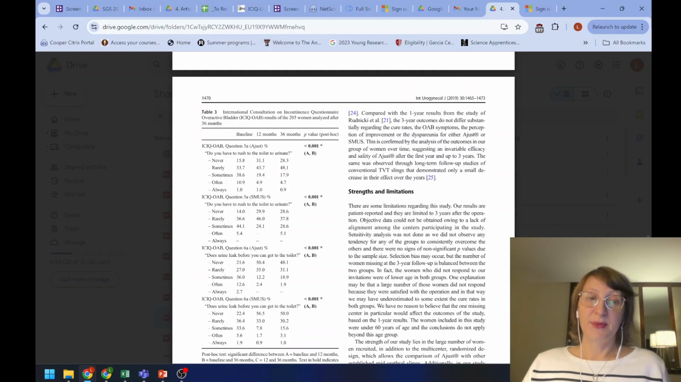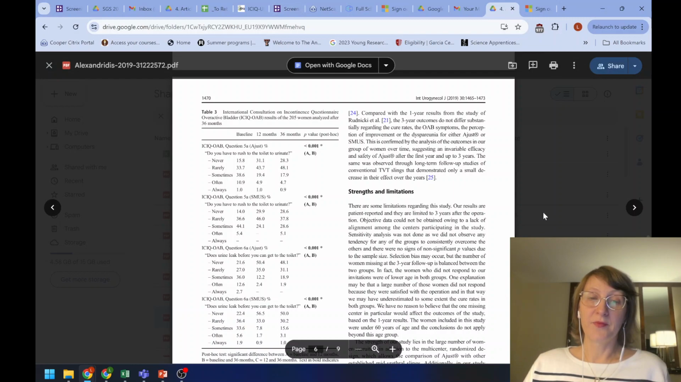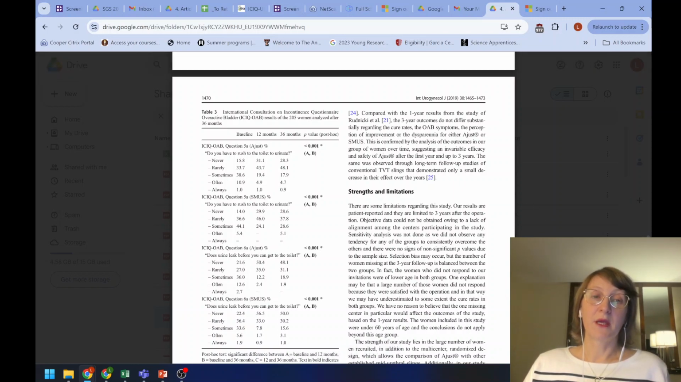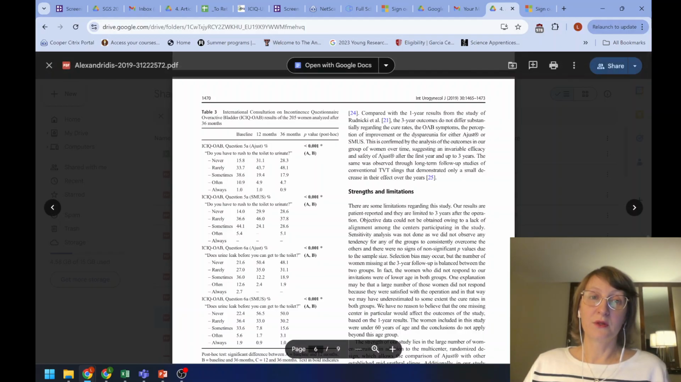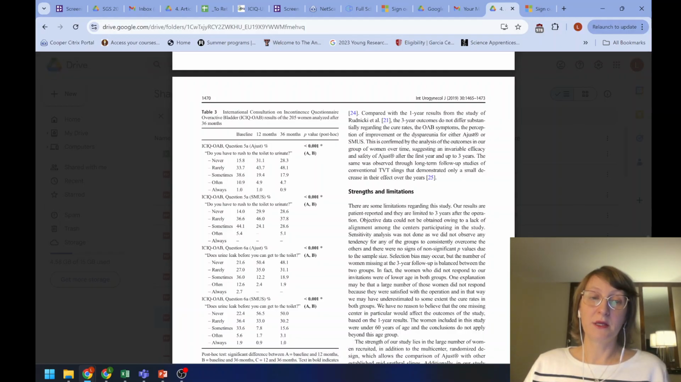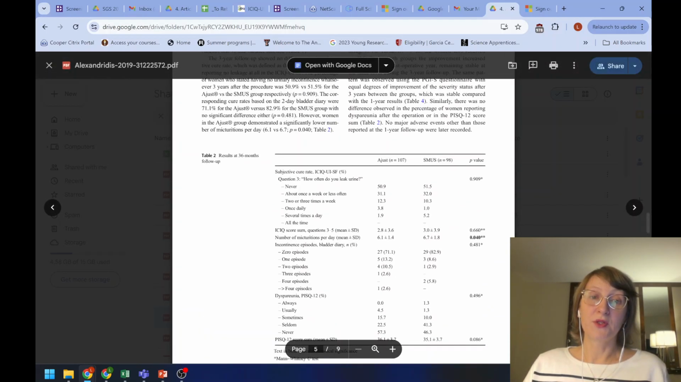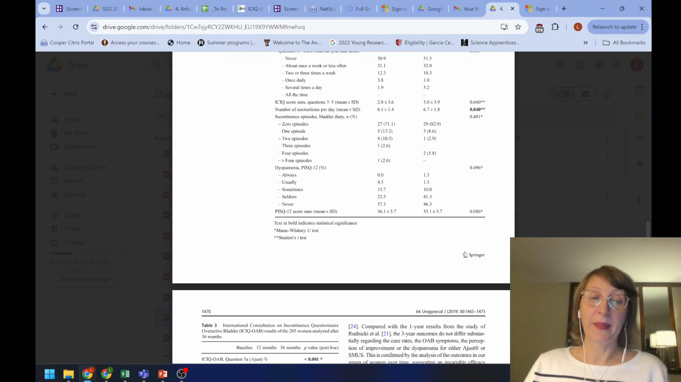However, technically speaking, this article should be rejected as well, based on the fact that this data on the OAB subscale is not reported specifically for mixed urinary incontinence populations. As you can see here, they are including all 205 women analyzed. So it would include all of the patients who had MUI and patients who had pure SUI as well.